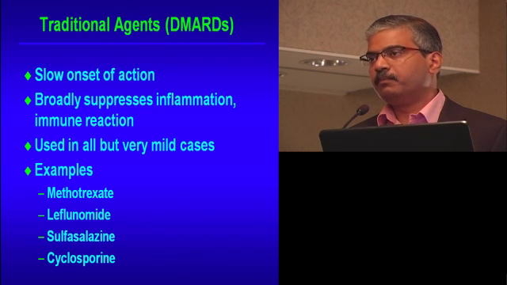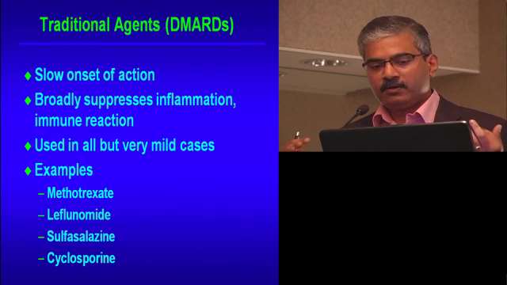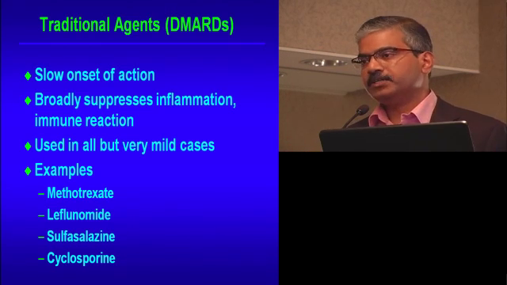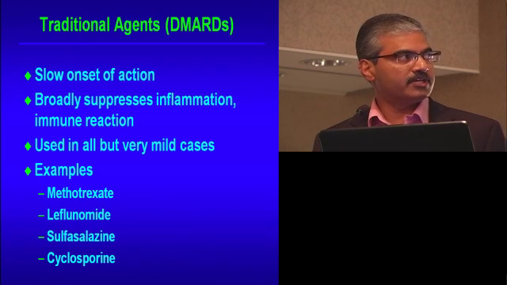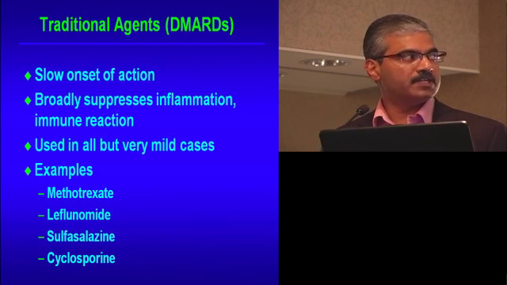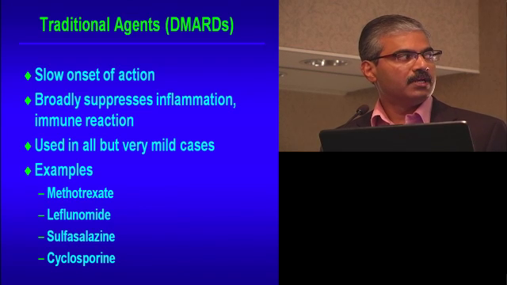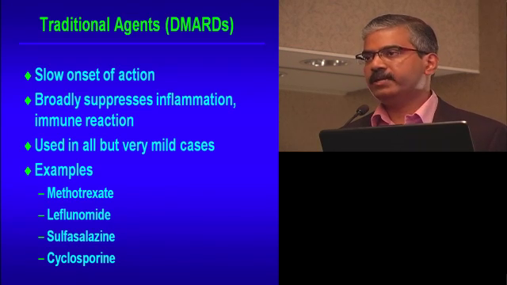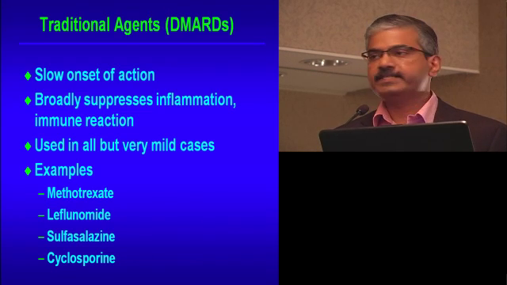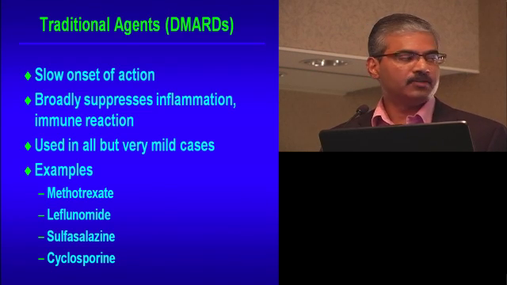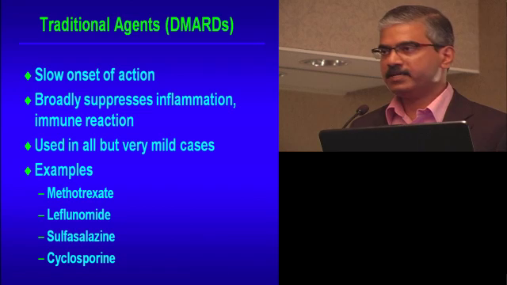Now, if you have more than that, you have to try what we call DMARDs in psoriatic arthritis. These drugs don't work for the spine, but for the skin and for the peripheral joints, these drugs do have some benefit, but it has a slow onset of action. It broadly suppresses inflammation and immune reactivity, and is used in all but very mild cases. And the examples, many of you might have heard of them: methotrexate, leflunomide, sulfasalazine, and cyclosporine.